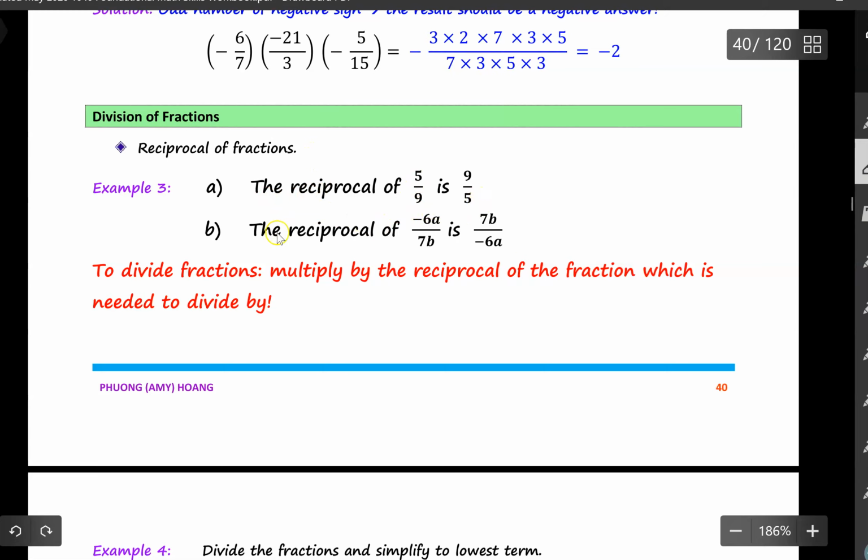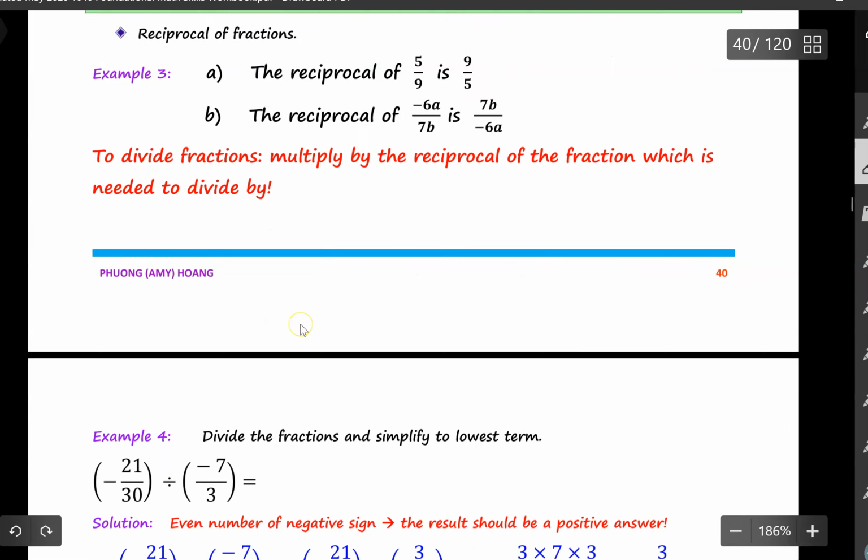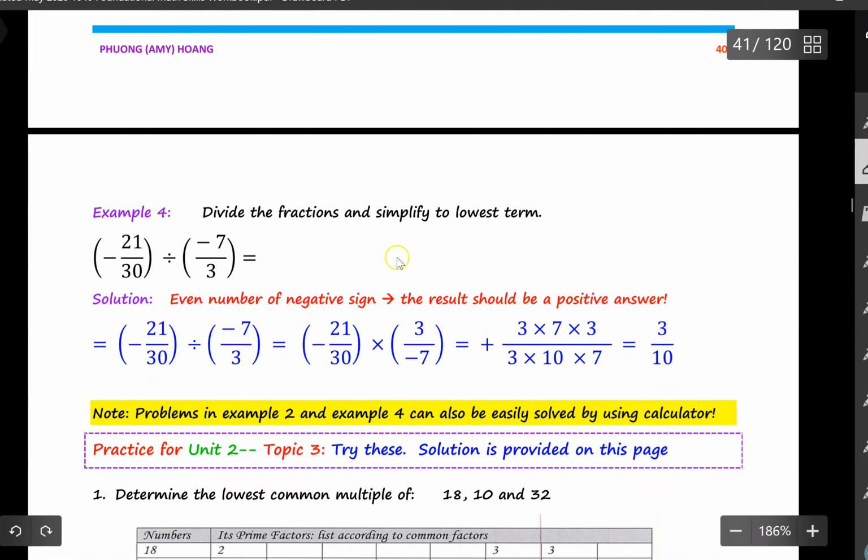Okay, so the reciprocal of a fraction involving an algebraic expression, so -6a/7b, is just flip the fraction over, so 7b over -6a. Okay, so to divide a fraction, you multiply by the reciprocal of the fraction which you need to divide by. So right here, divide the fraction and simplify to lowest term, right?